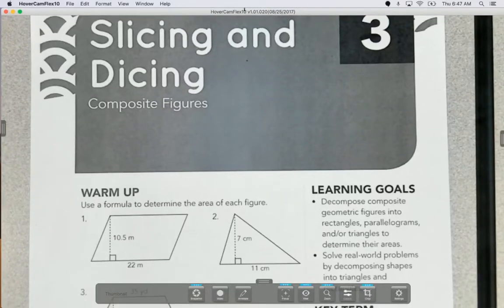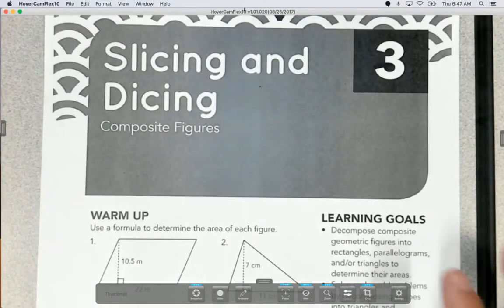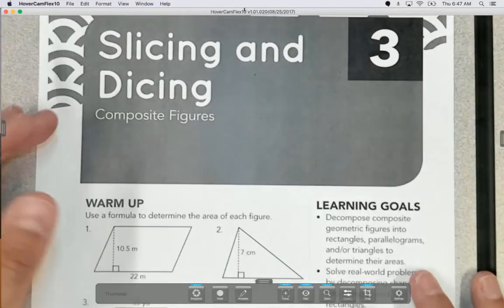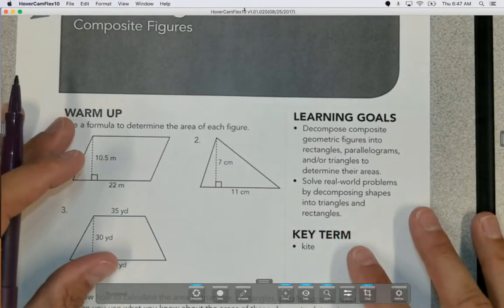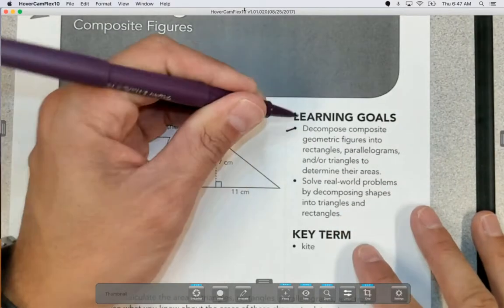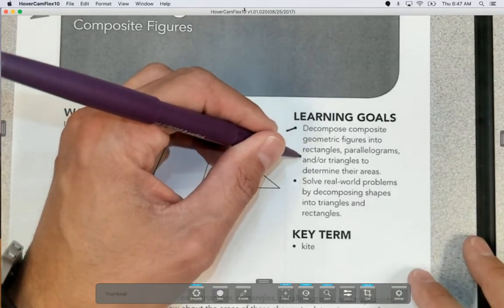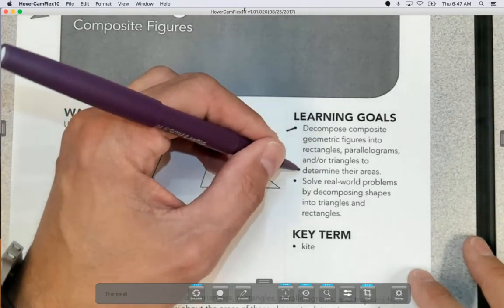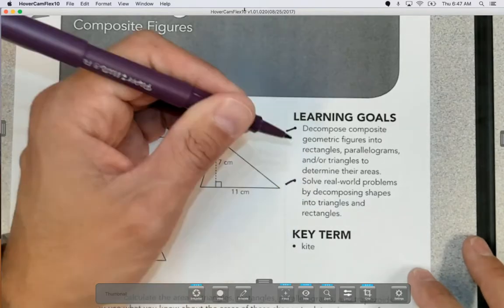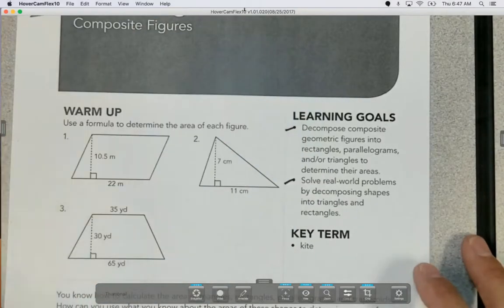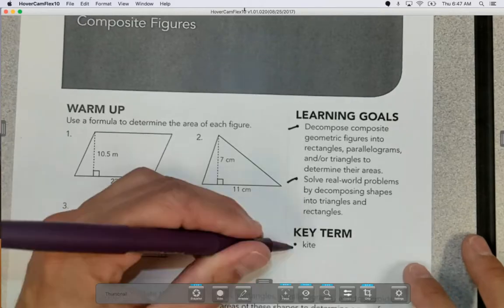All right, section 3, slicing and dicing composite figures. The learning goals in this section are to decompose composite geometric figures into rectangles, parallelograms, and/or triangles to determine their areas, and to solve real-world problems by decomposing shapes into triangles and rectangles. Key term here is kite.